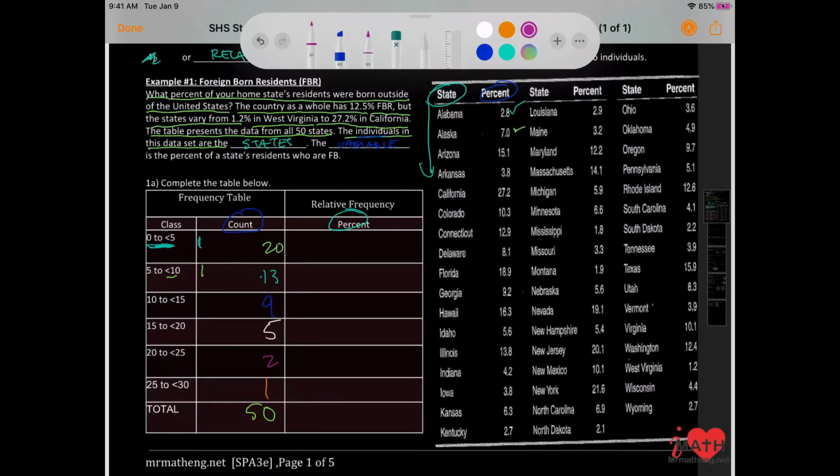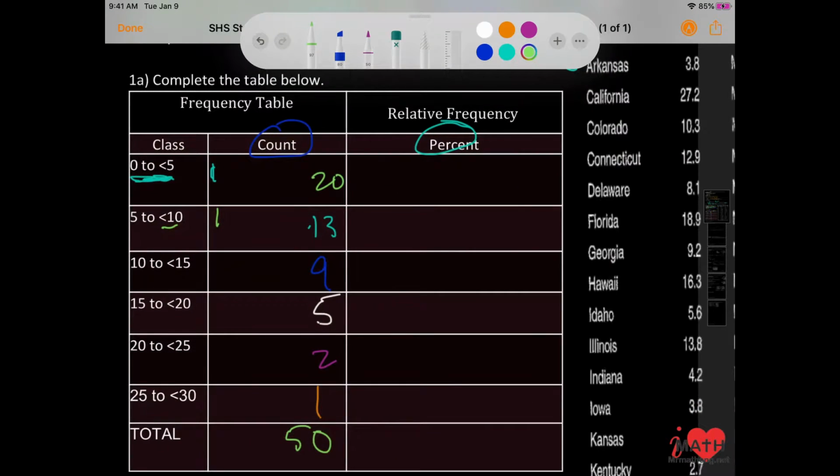Okay, so quick review. To go to relative frequency, you just make it a fraction. Zoom in here, so that essentially you're just doing 20 divided by 50, which would give you 40%. And then 13 divided by 50. If you know your fractions, you just double it, so you get 26 over 100, and percents are out of 100, so that would be 26%. And then you can do the rest of those. That would give us 18%, 10%.